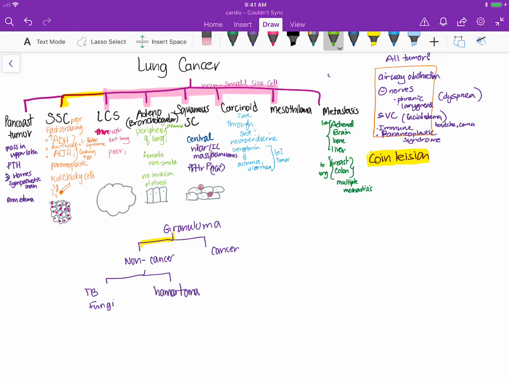Okay, hello everybody. We're going to talk quickly about lung cancer. My goal is to give you a brief overview of lung cancer and the different subtypes so that when you go back to studying your class material or textbooks, you're not so lost and your time is more efficient. So let's talk about lung cancer.